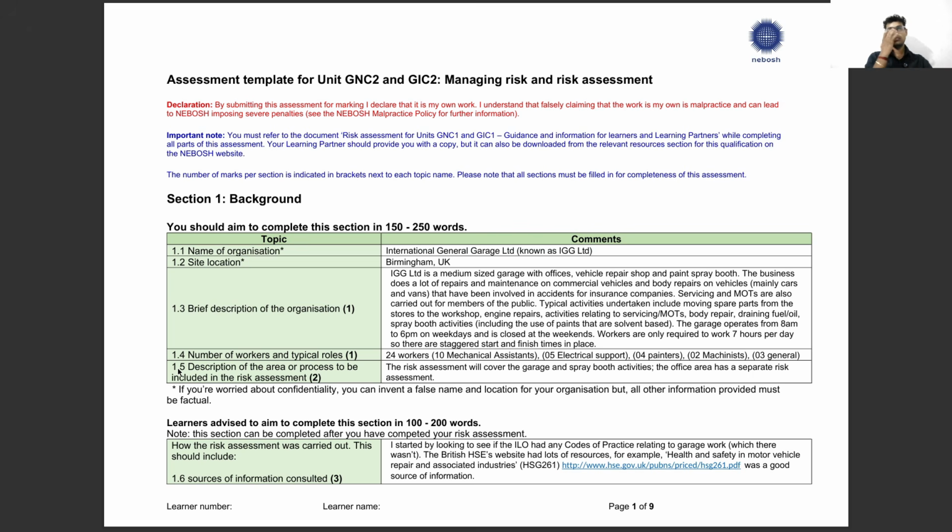Okay, see, if a company is very large, it is not said that you have to do the complete risk assessment of the company. Here we require 10 hazards. You are given the procedure that you can choose particular places. So here what is written: the risk assessment will cover the garage, the spray booth activities. The office area has a separate risk assessment. So these places, the garage and the spray booth activities, they will take.